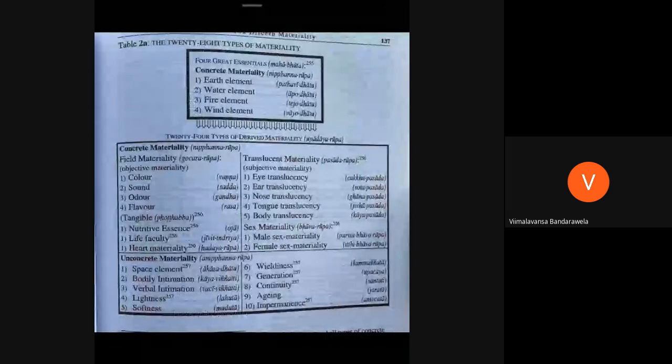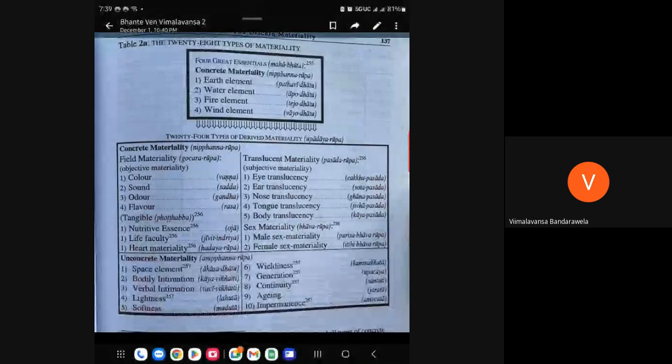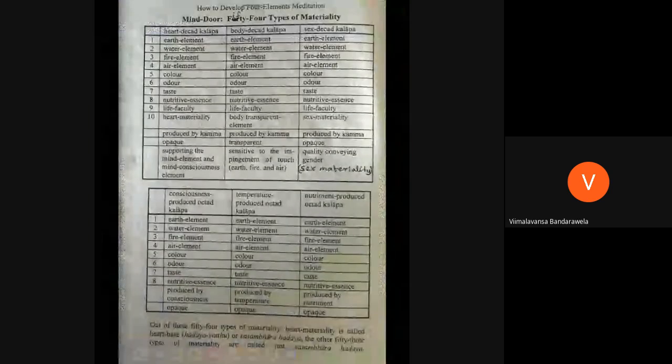Yeah, mind door. The next one. Maybe yeah, Mindo. You see, Mindo also has 7 different types of Rupa Kalapa. Here again we want to mention the Jivita Navaka Kalapa we want to take. Here it's not mentioned. So what are the materialities?